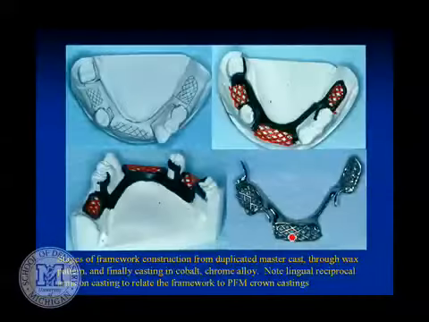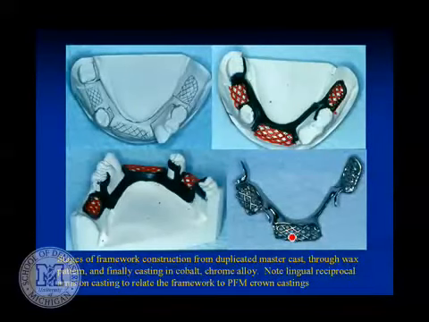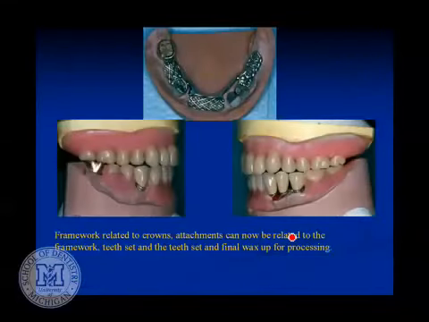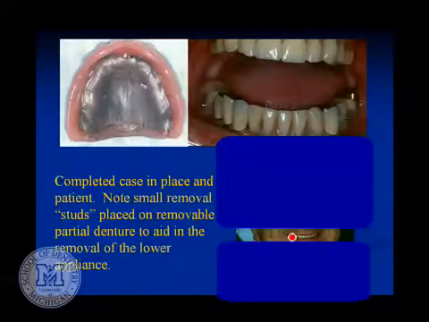So we get the crowns done. We take an impression. We go ahead and make the partial denture framework. So now the partial denture framework can be carried back to the model with our crowns on it. I set up all the teeth on the thing and go ahead and process it, get it processed and finished.